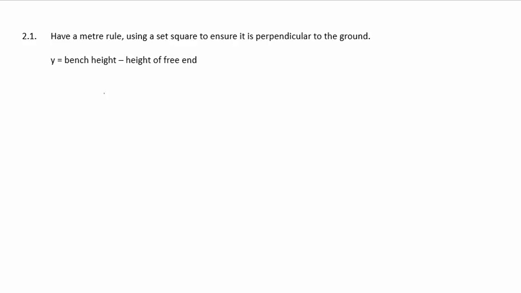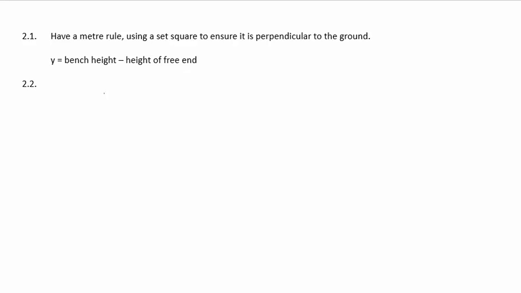Question 2 involves a tape measure hanging over the end of a bench. In 2.1, we're to describe a suitable procedure to measure y. Well, we'd have a meter rule and would use a set square to ensure that the meter rule was perpendicular to the ground. y is equal to the bench height minus the height of the free end.